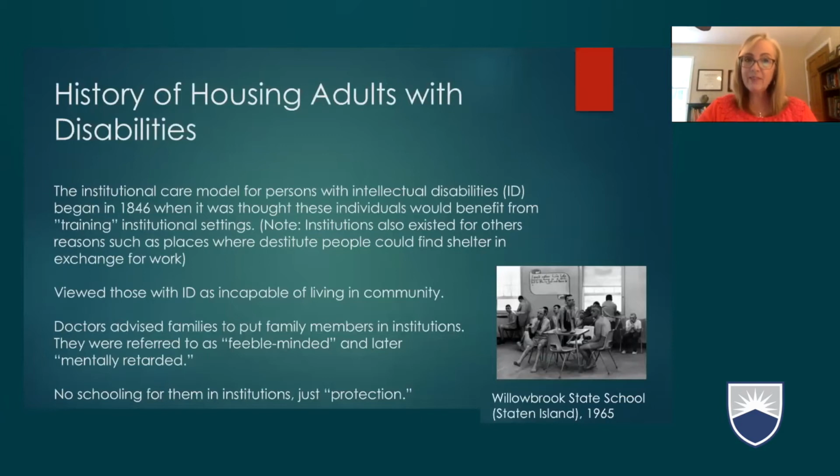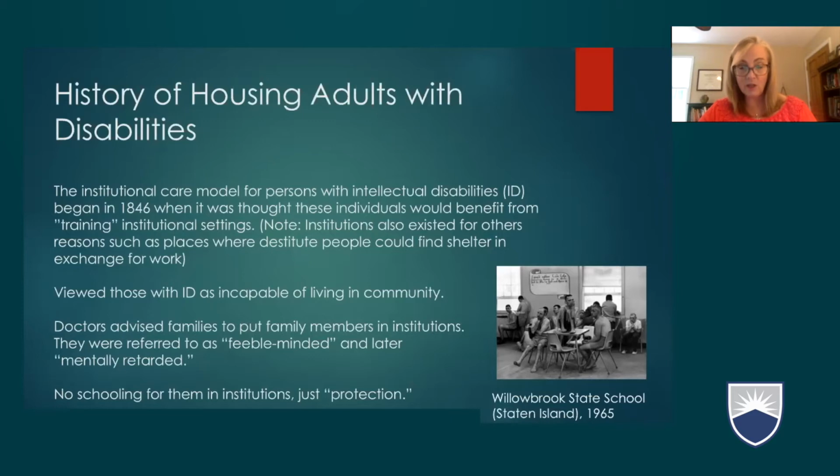Okay, so looking at the history of housing adults with disabilities, as someone who works in the field, I have to say, historically speaking, it's been pretty grim. It started with what is known as the institutional care model for individuals with intellectual disabilities back in 1846, when it was believed that these individuals would benefit from what are called training institutional settings. Now, the concept of institutions for individuals with disabilities is not a happy one. Institutions also existed for other reasons at this time, such as places where destitute people could find shelter in exchange for work. But the important thing for us to remember is that individuals with intellectual disabilities were viewed as incapable of living in their community.